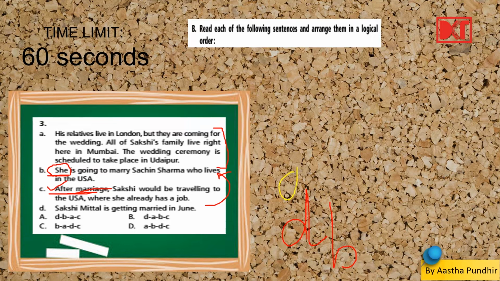Let me use another one here. D, B, and then his relatives live in London, which means A, and then C, because it talks about after marriage. So after marriage, Sakshi would be traveling to the USA where she already has a job. So D, B, A, C. Accordingly, the correct answer is A.